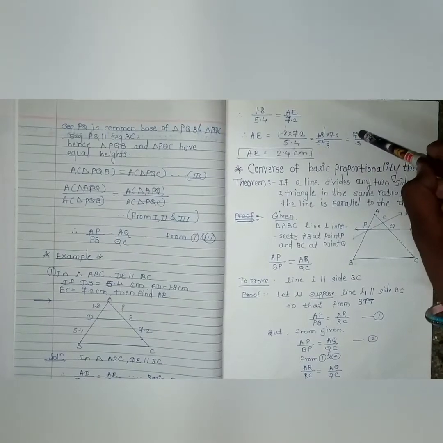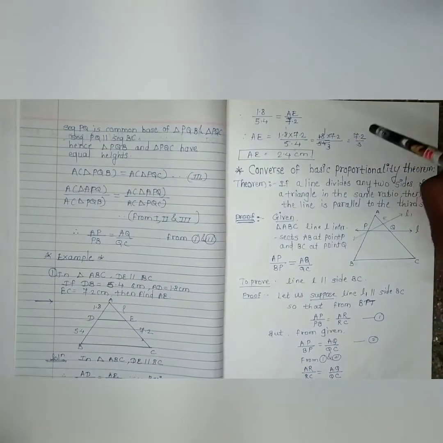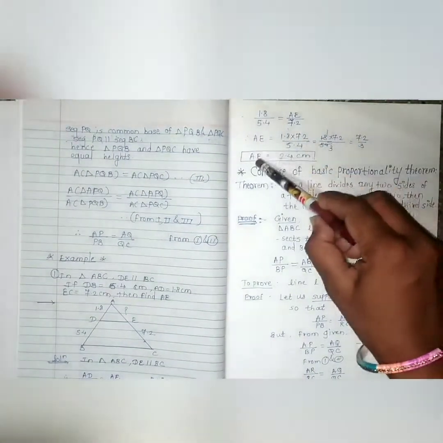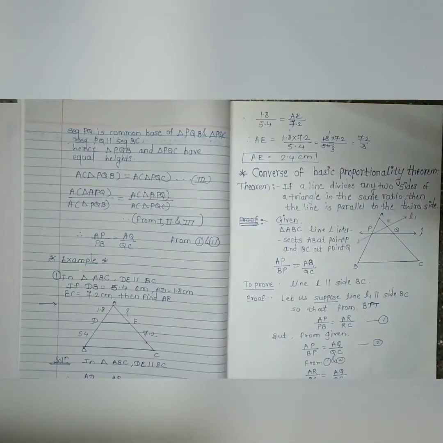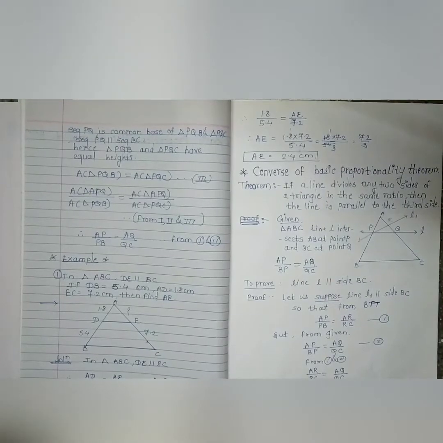Remaining 7.2 upon 3. Dividing by 3, what do we get? AE is equal to 2.4 centimeter. This is the example on the basic proportionality theorem.